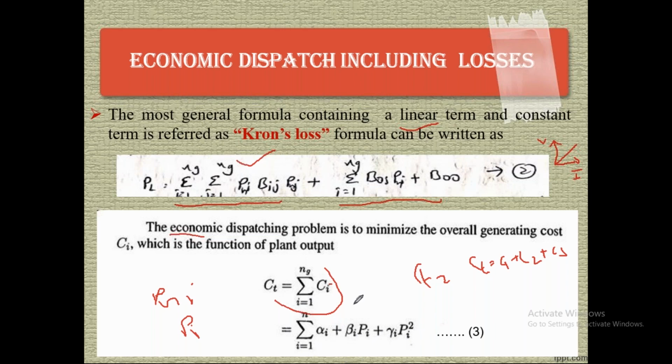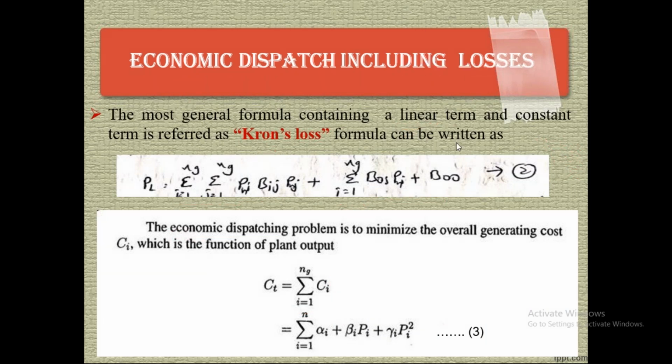Now from this equation, if I want to find the incremental cost, that is lambda, what do we have to do? We have to differentiate this equation with respect to Pi. Then you will get beta i plus 2 gamma i Pi. So Ct is the total cost equation and lambda is the incremental cost equation. Don't forget that: incremental means we differentiate with respect to the power generation of the ith plant. So this is the cost equation, represented as equation 3. Till now, 3 equations are over.